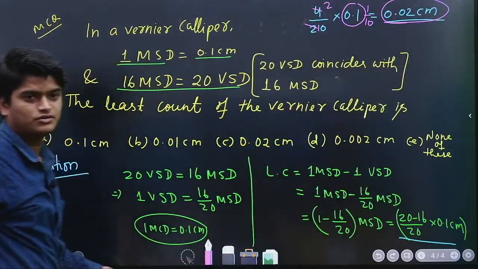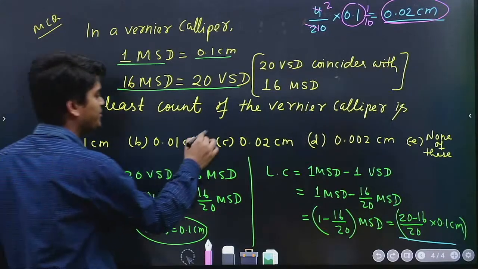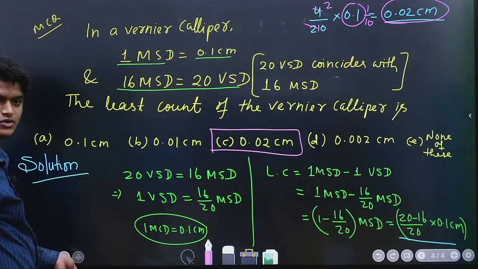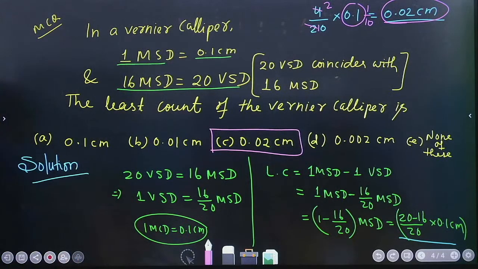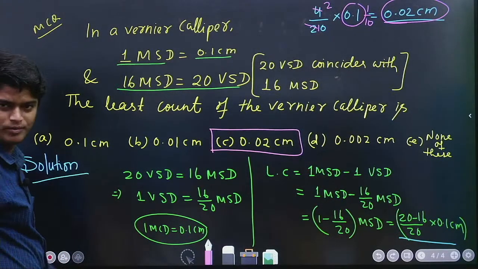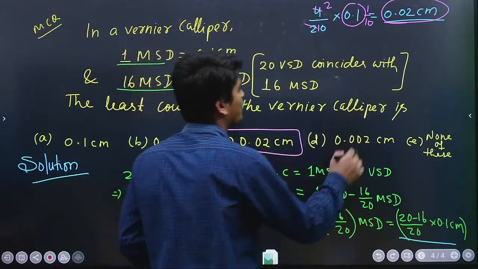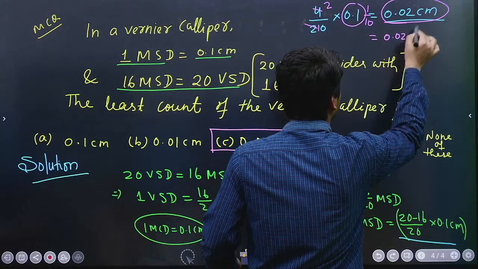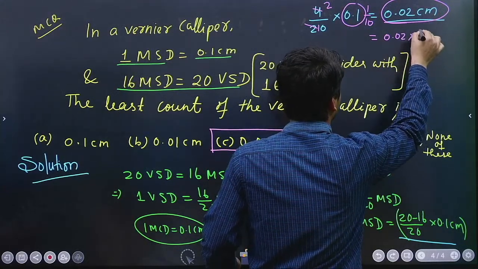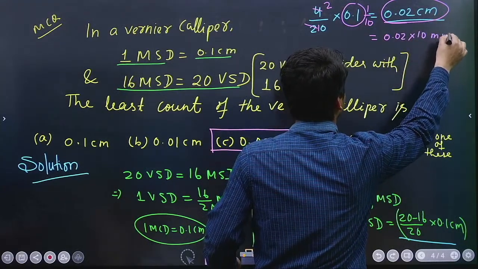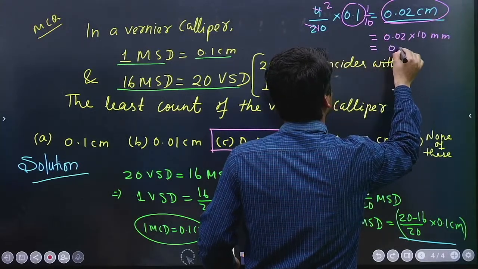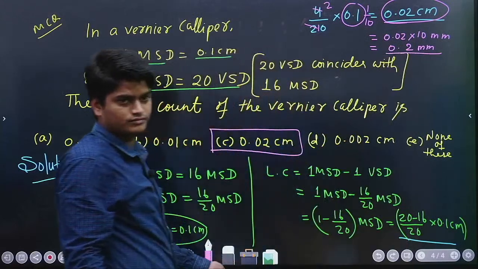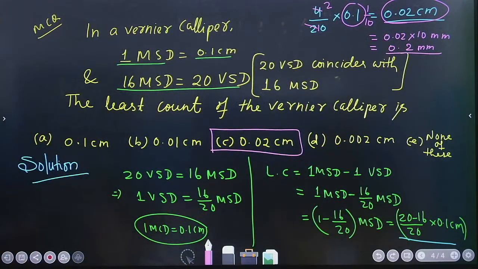2 by 100 how much? 0.02. 0.02 centimeter how much millimeter? Tell. 0.2 millimeter. Okay, 0.2 millimeter. So you can convert here. 0.02 centimeter. 1 centimeter how much millimeter? 10 millimeter. So how much will come here? 0.2 millimeter. Yes or no? Clear?